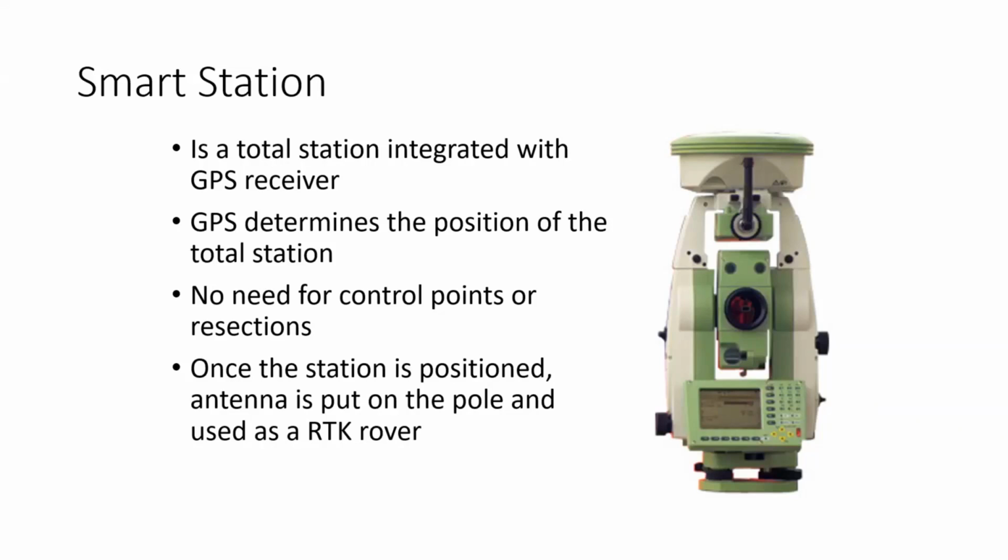Instead of assuming it, if it has a GPS antenna, if we wait for a few minutes, whatever the GPS calculates, that coordinate can be taken as an input to the total station. So it is a combination of both GPS and the total station. Such an instrument is called a smart station.